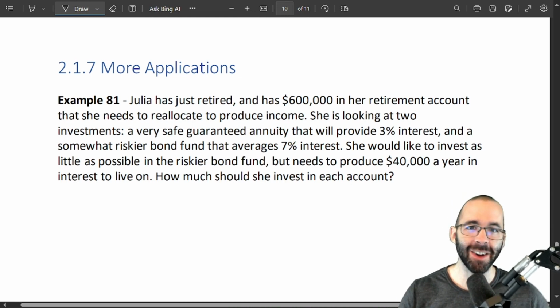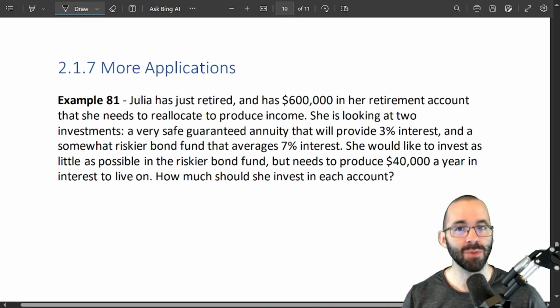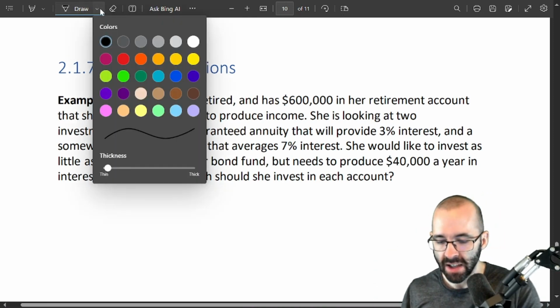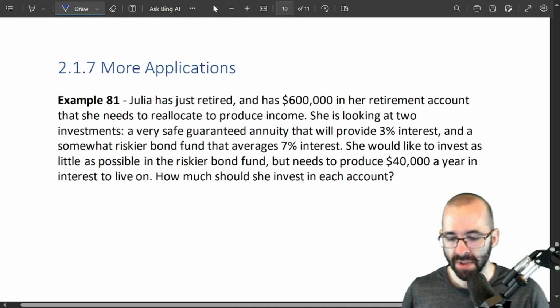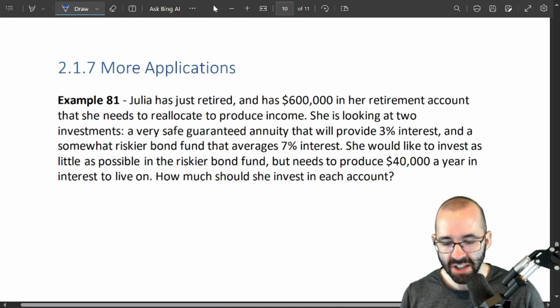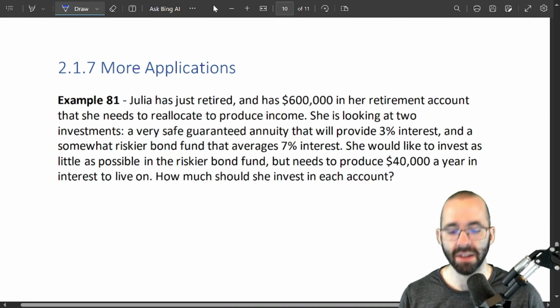Okay. There's a lot going on in this. We're going to do some application problems. So let's start with example 81. Example 81, we're talking about Julia. She's just retired. Congratulations on the retirement, Julia. She has $600,000 in her retirement account, and she needs to reallocate that to produce income.